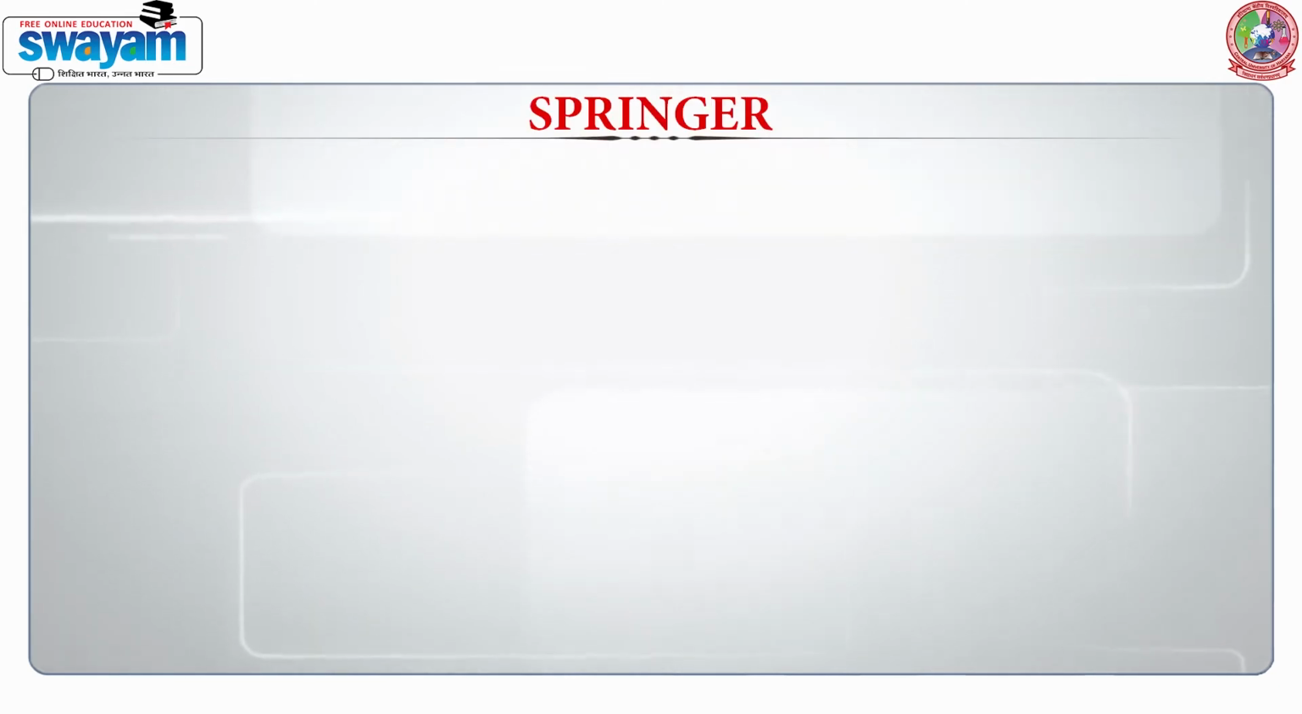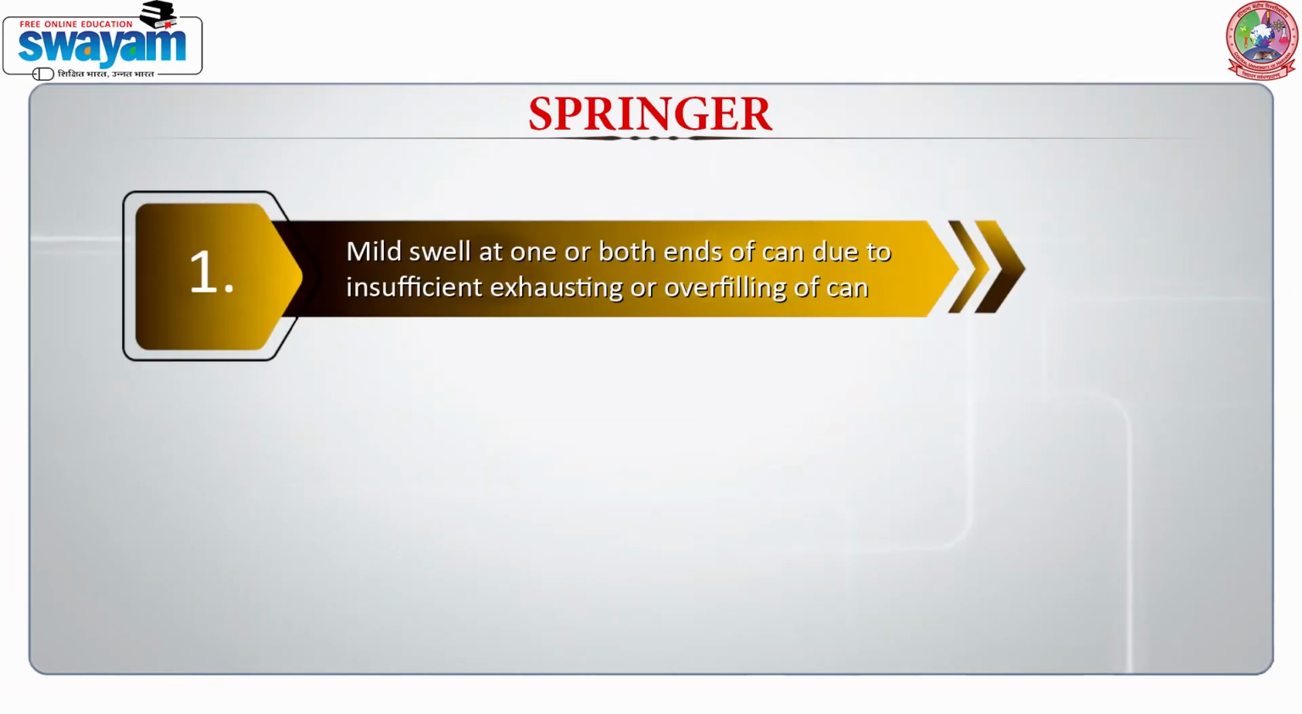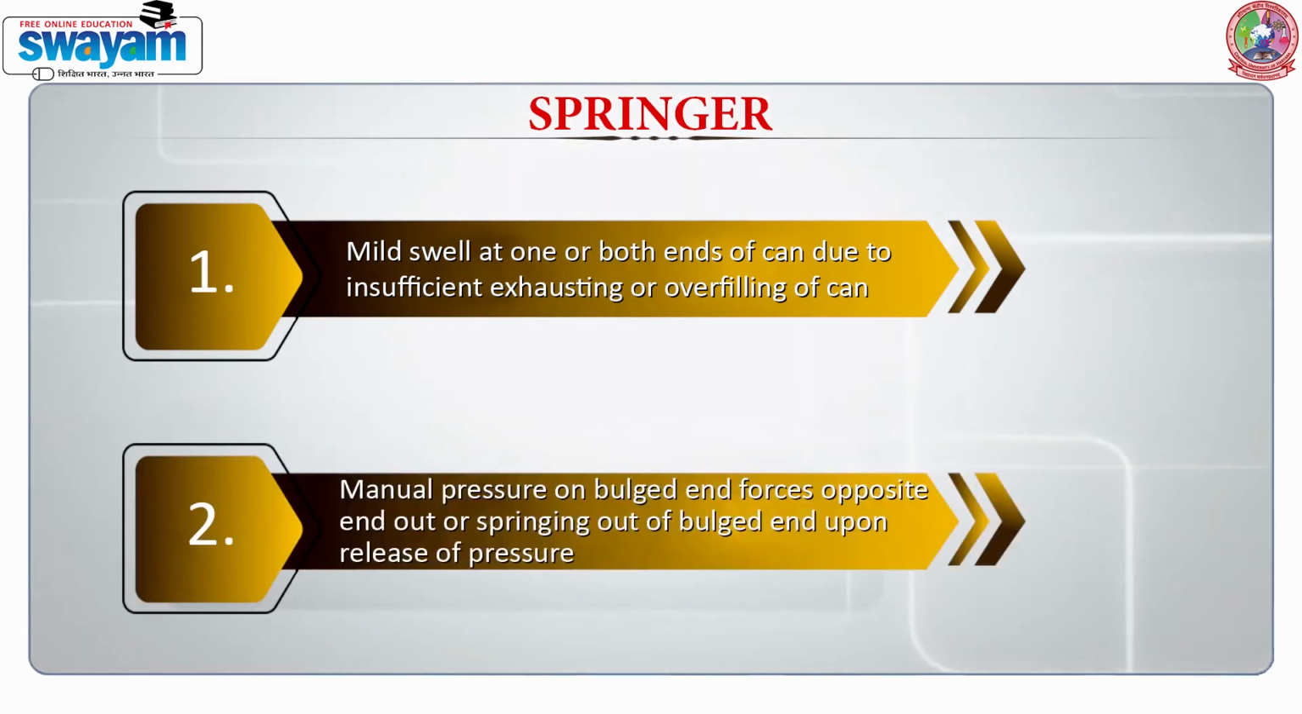Another type of spoilage is known as springer. It is a mild swell at one or both ends of the can due to insufficient exhausting or overfilling of the can. Manual pressure on the bulged end forces the opposite end to spring out, or the bulged end springs out upon release of pressure.